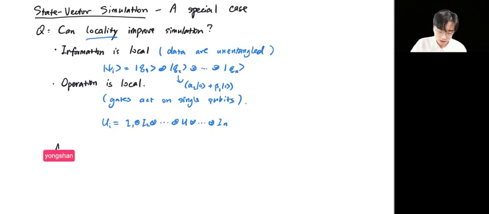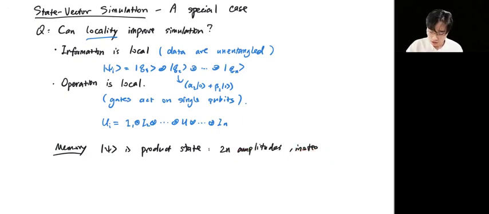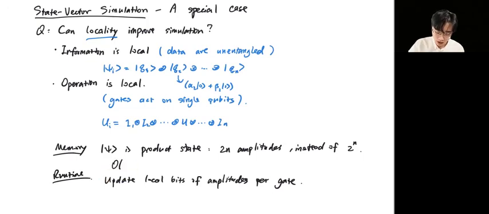Then if this is the case, the memory cost for this algorithm is significantly reduced, because we only need to write down the quantum state in product state form, and a product state has only 2n amplitudes instead of 2^n. And the runtime of this algorithm is also significantly reduced because we only need to update the local bit of the amplitude per gate, which means that for this algorithm, the memory cost is linear in the number of qubits, and the runtime is linear in the number of gates.